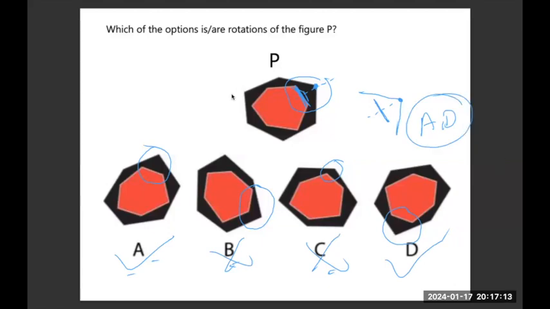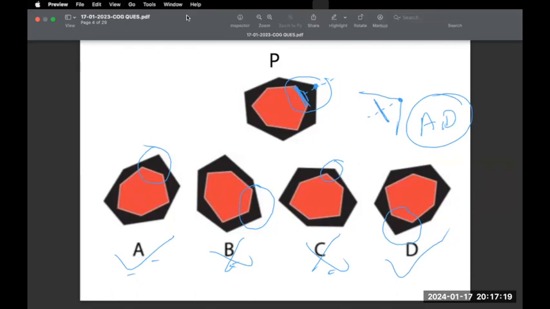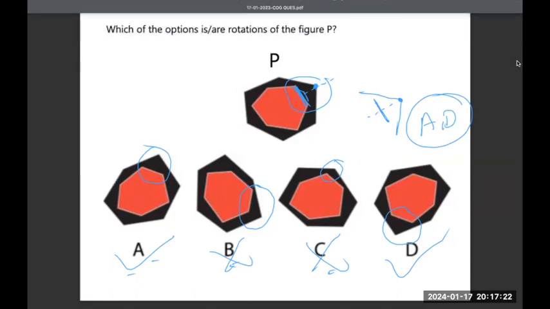Any doubts, any questions in this? Okay.